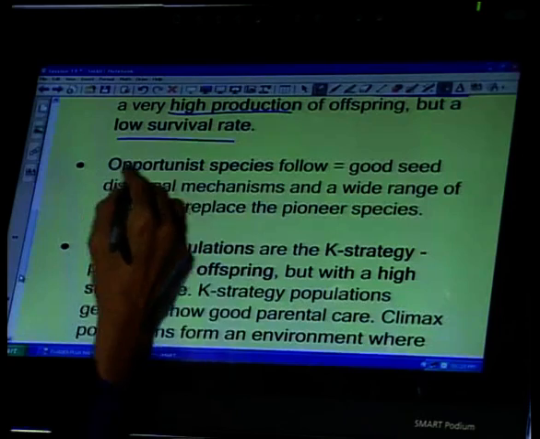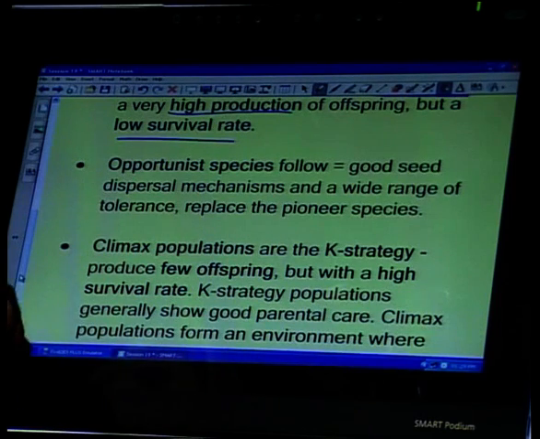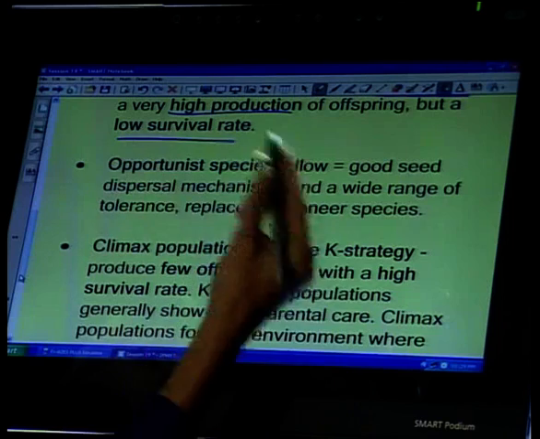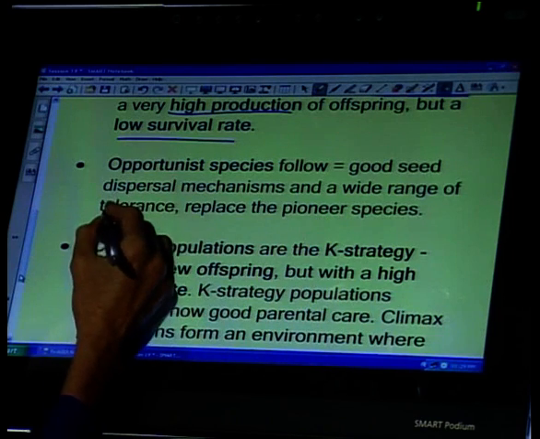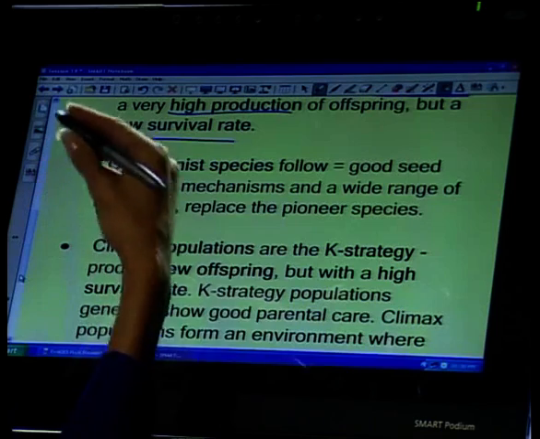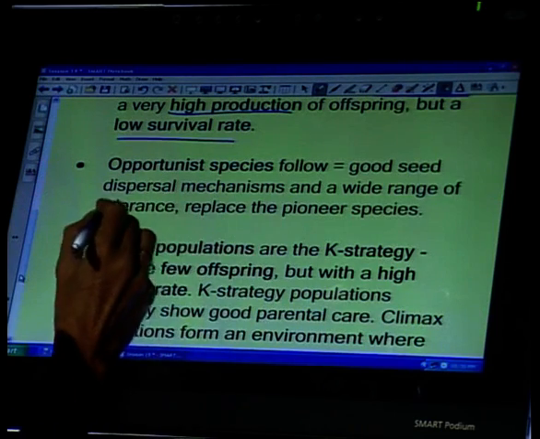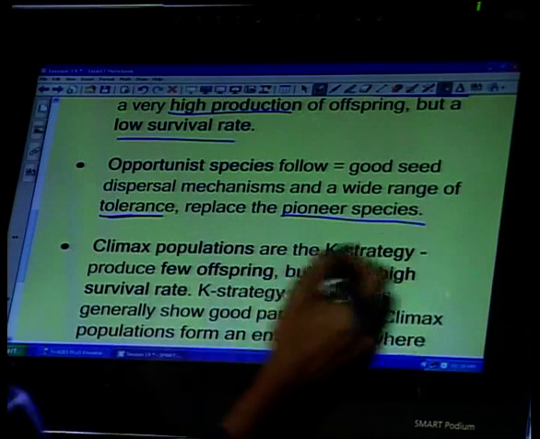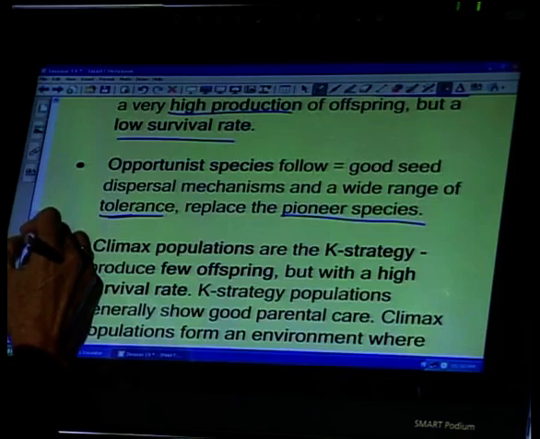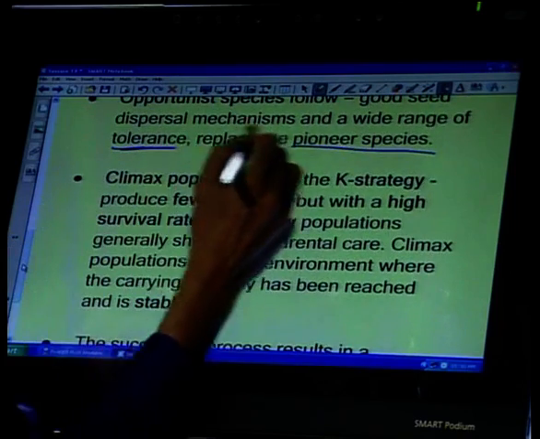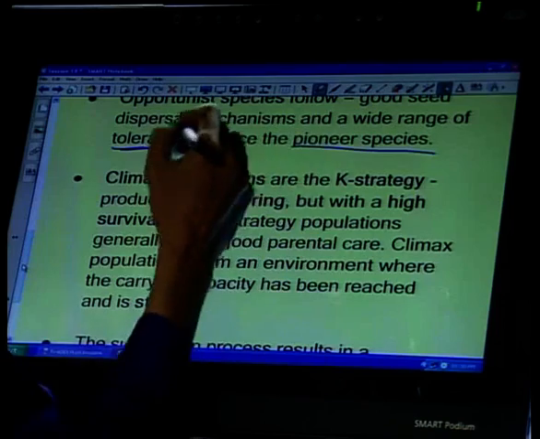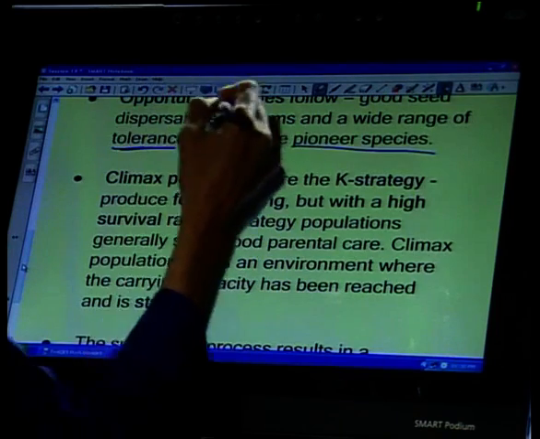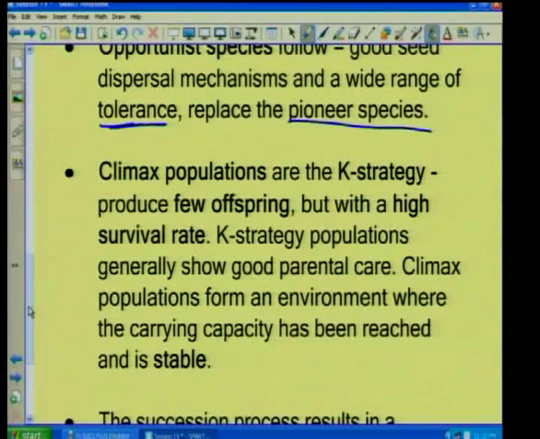That's followed by your opportunistic species, which follow. And they are going to have good seed dispersal. They're going to make sure that they can live and grow and survive. They've got tolerance, and they end up replacing the pioneer species. So that would be an example, because it's within this area, of autogenic succession. Then climax populations come along. They are your K strategy.